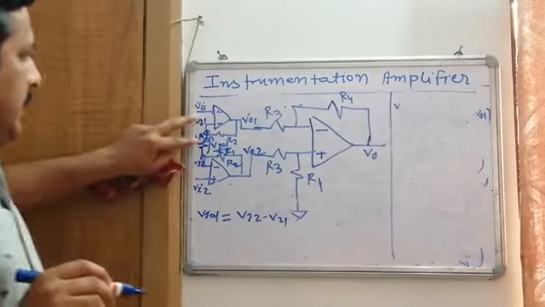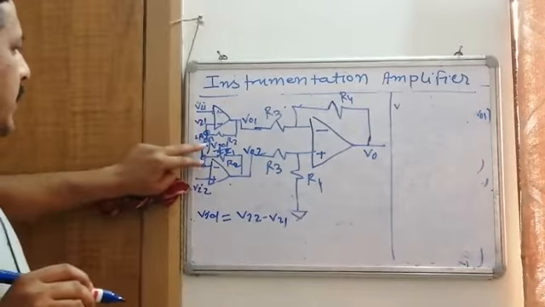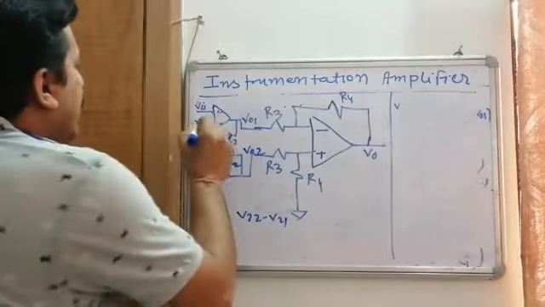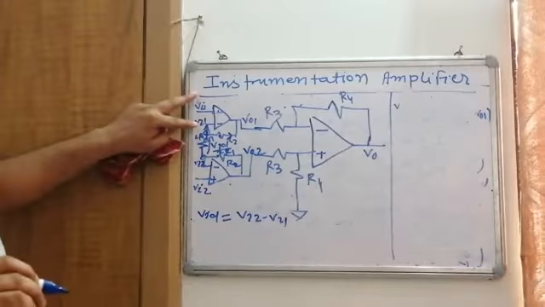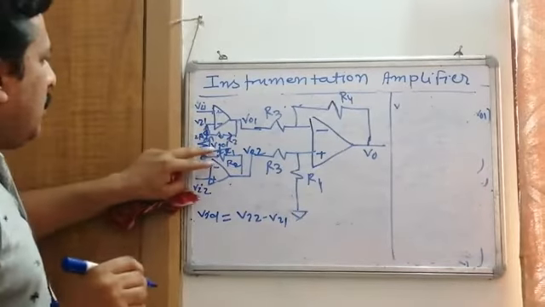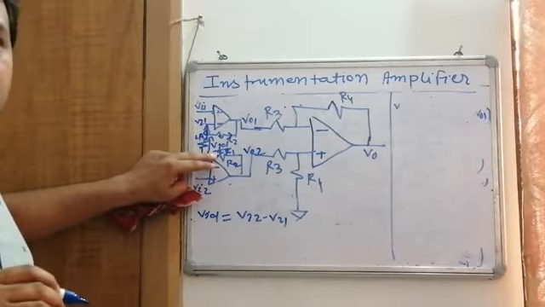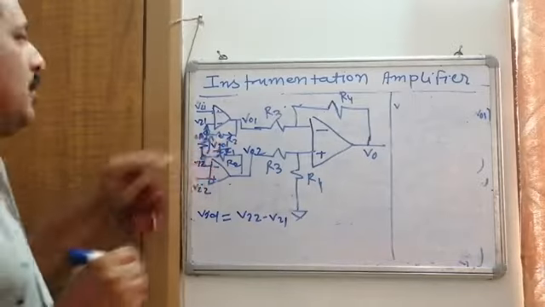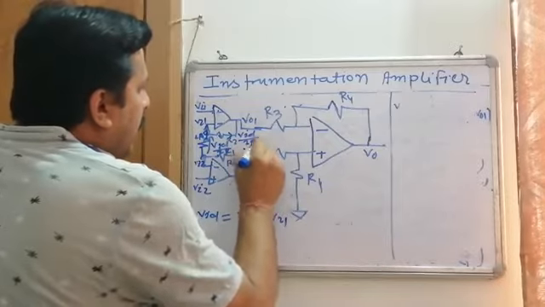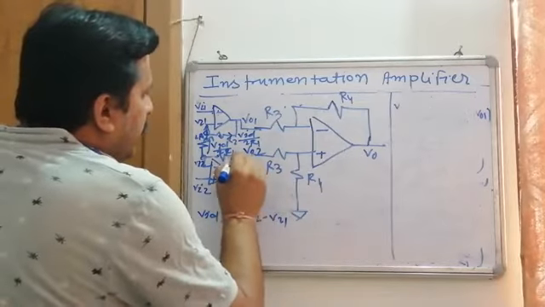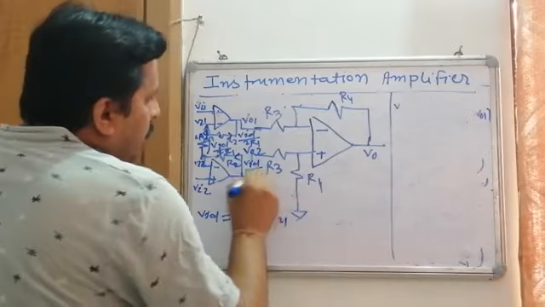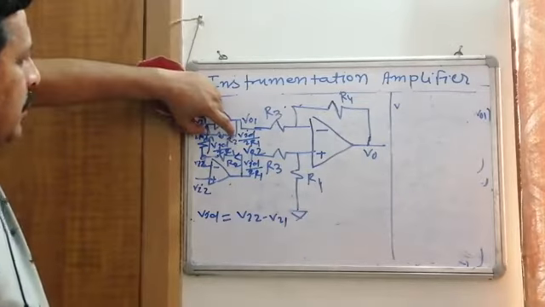So here there are two paths for this current VID by 2R1 to flow. One is this and another way is this. And this is an ideal operational amplifier, so no current will flow through this portion. So the current VID divided by 2R1 will flow through resistance R2. So here the value of this current is VID by 2R1, and the same amount of current will flow in this resistance, that is VID by 2R1.